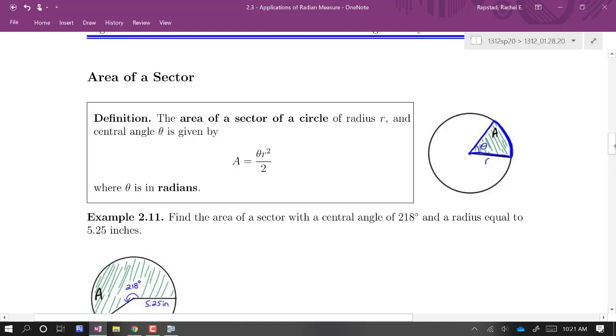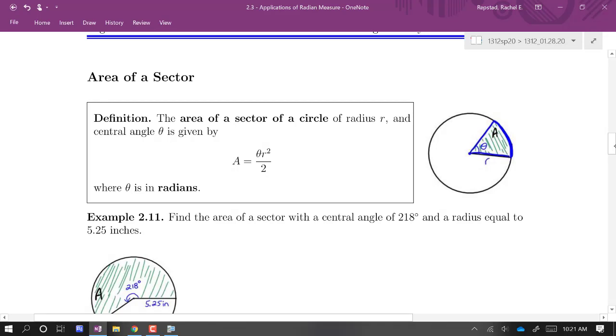The area, so let's do the same thing. We start with a circle. We measure an angle from the center. There's our central angle, theta, in radians. Instead of measuring the arc this time, I want to measure the area of the sector that it cuts out. And we can find that by taking theta r squared over 2.